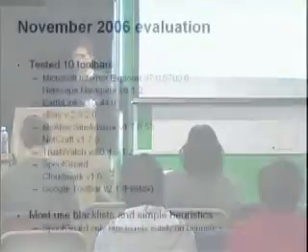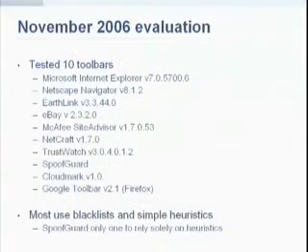So we tested 10 different toolbars. I won't read them all off over here. Most of these use blacklists and simple heuristics. SpoofGuard is one that's developed by Stanford University. This is the only one that relies solely on heuristics. Everything else, as far as we can tell, relies partly on blacklists and maybe a few simple heuristics. Okay, and now on to our results.